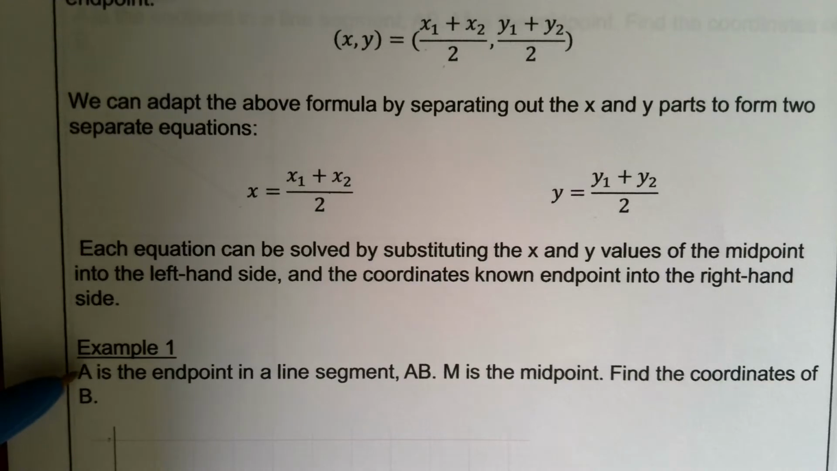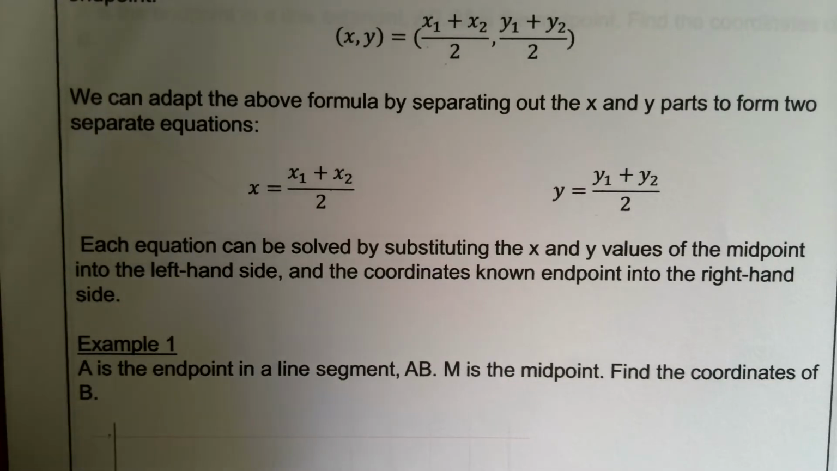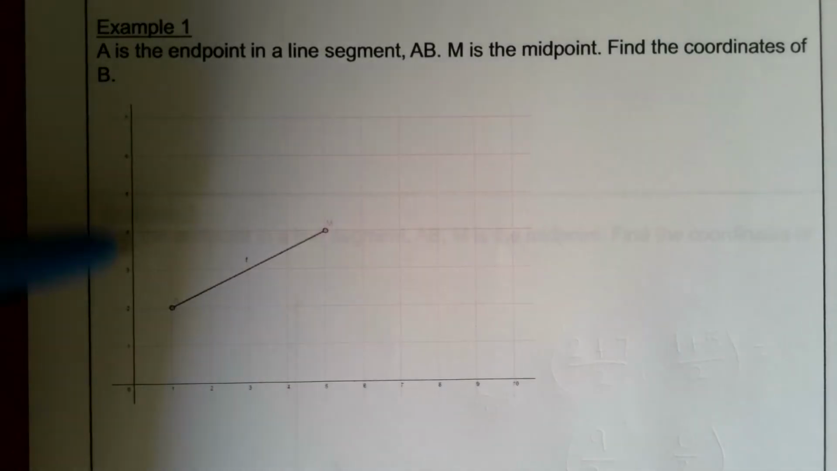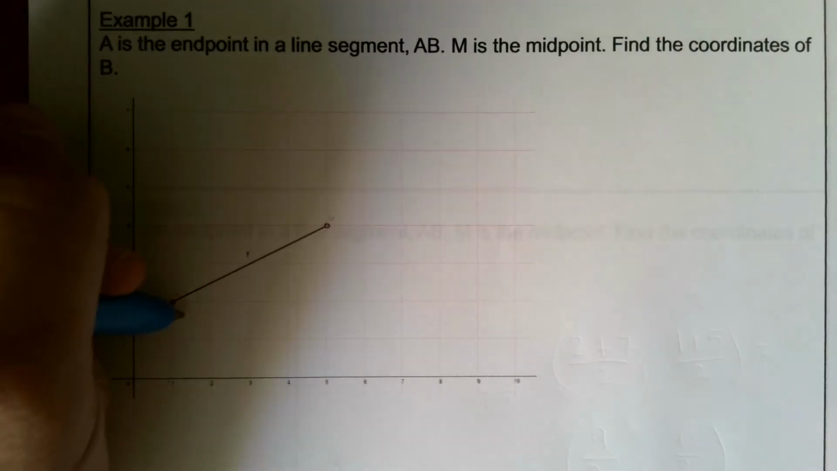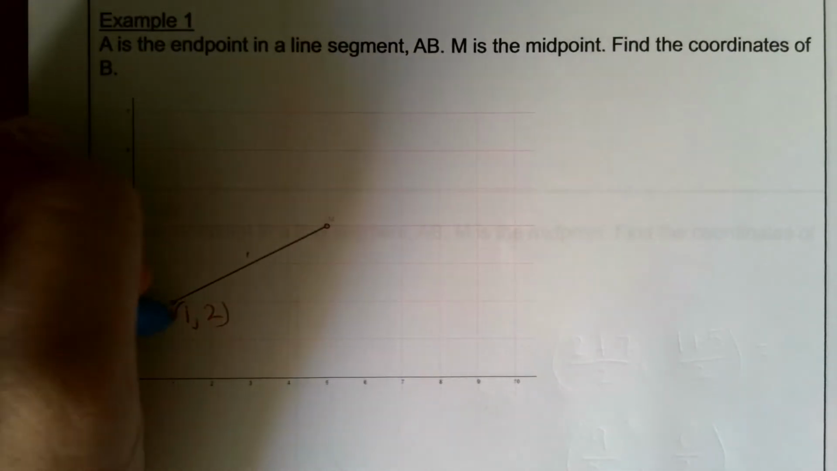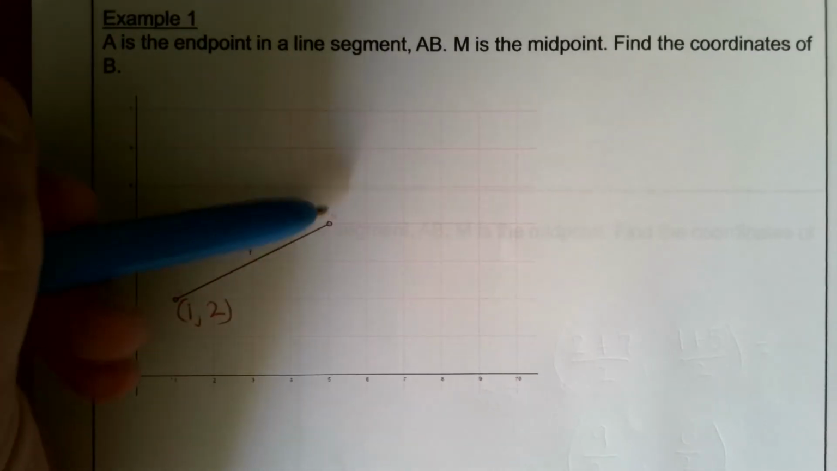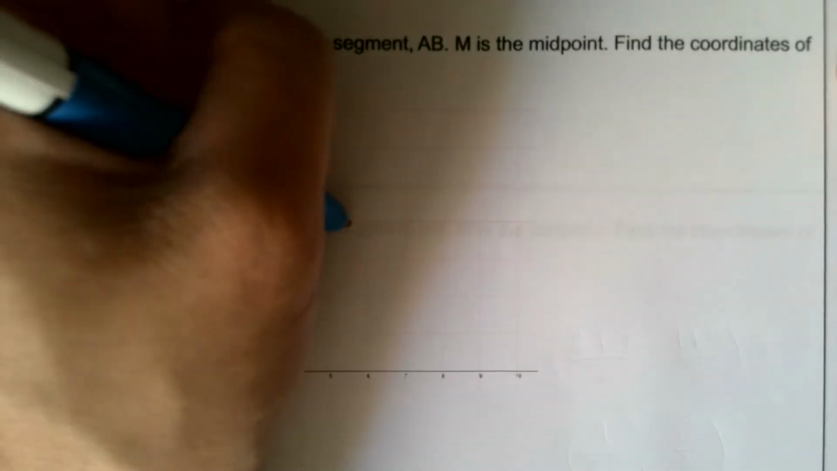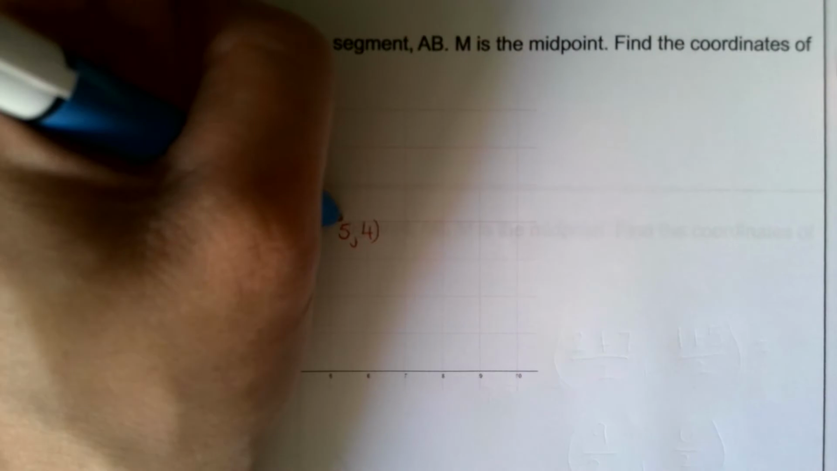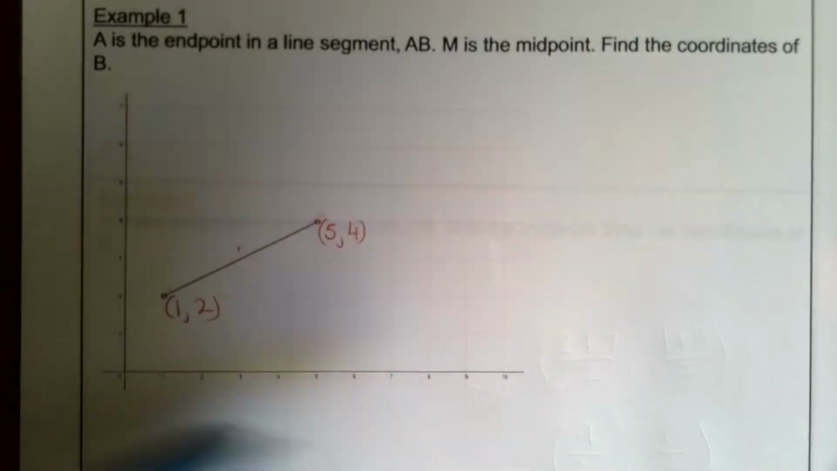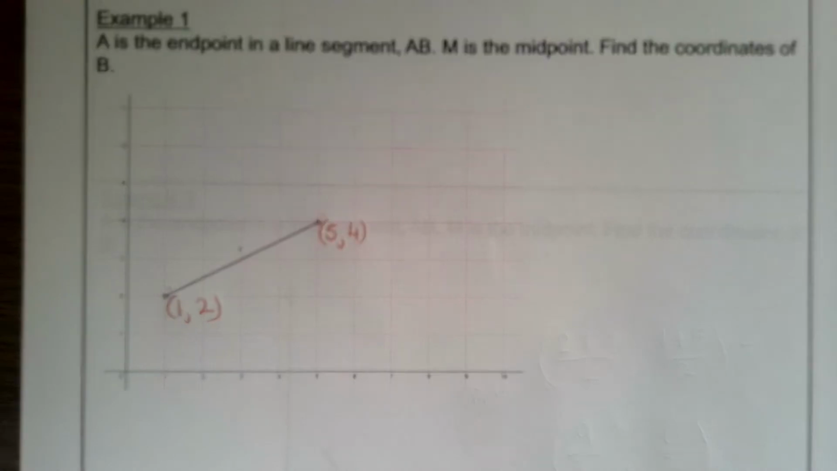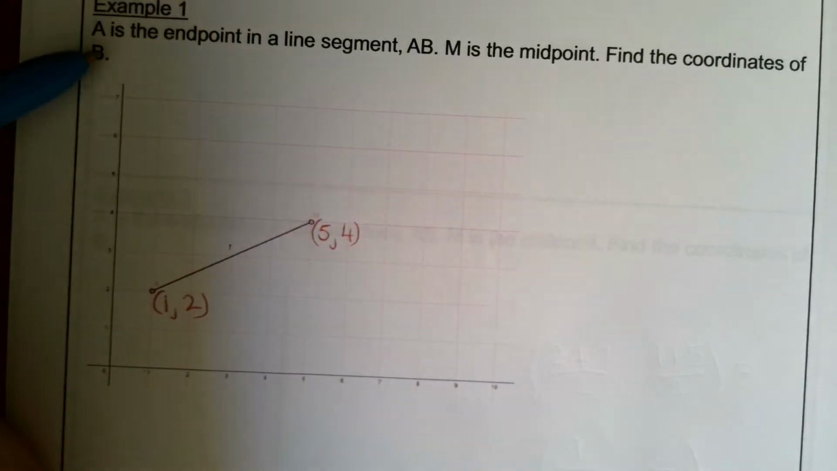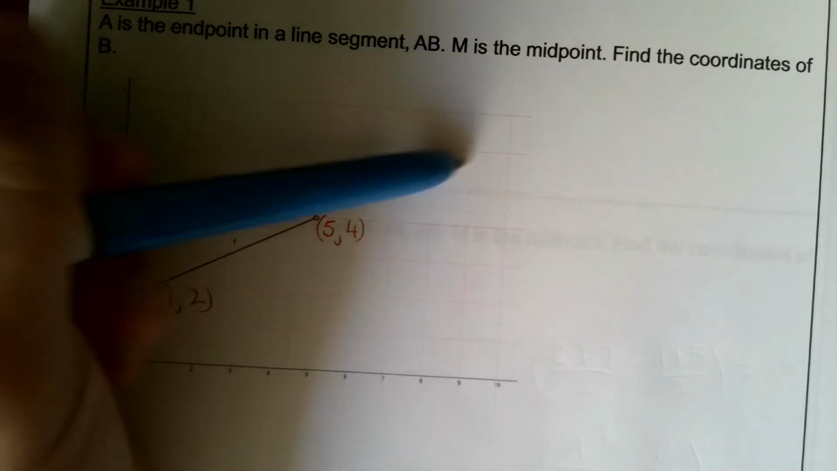So my first example, A is the endpoint in the line segment, so I've got A down here. Just move that so you can see it. So I've got A, which is 1, 2, so I'm just going to label it there. Nice and simple. And M is the midpoint, so that's going to be 5, 4. Now you don't actually need the image to do this. You don't need the graph. You've just been given the coordinates. You should still be able to follow the procedure. Okay, we're looking for B, so if M is the midpoint there, B is going to be somewhere up here.